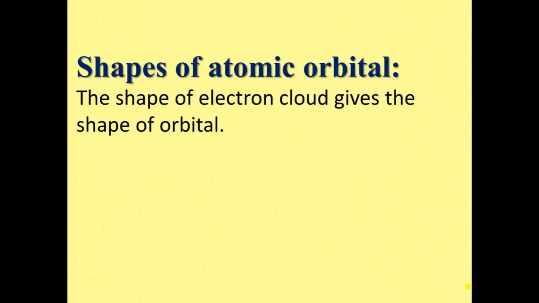Now the next topic is the shape of atomic orbitals. There are orbitals like the s orbital, p orbital, d orbital and f orbital. In an atom, electrons are present in three-dimensional space, and the shape of the electron cloud gives the shape of the orbitals.